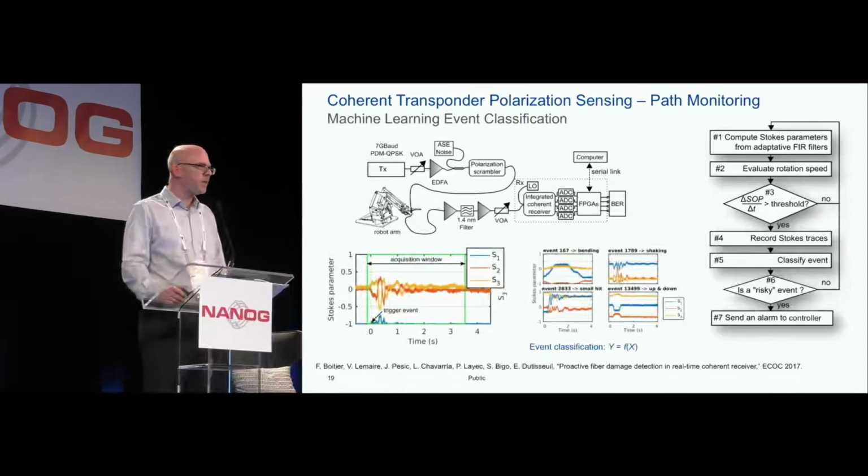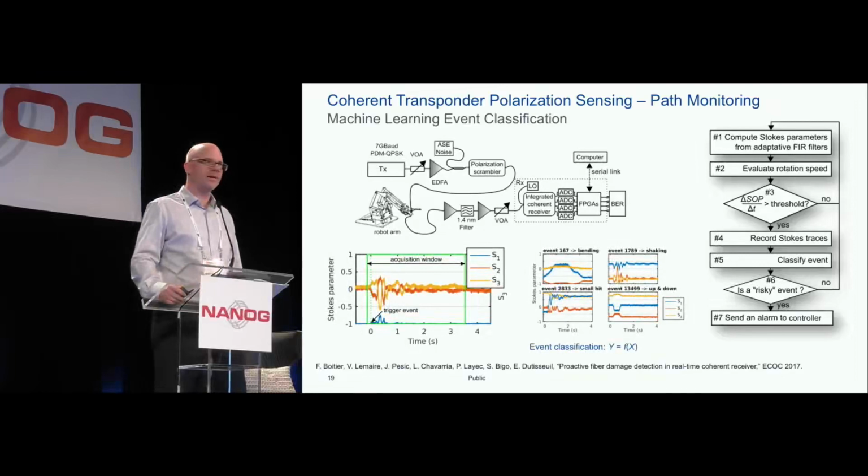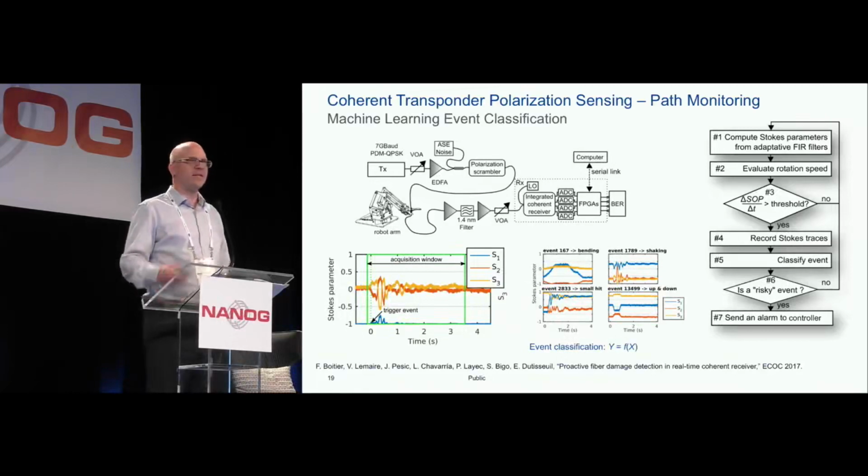So here's an example of an event, say the fiber being hit, over on the lower left there. And they have this robot that can do different things like bend the fiber, shake the fiber, hit it, or move it up and down. So these are different events for which they then use machine learning to do the event classification. So collect many thousands of these events for different polarization states. And now you need to define some variables that go into the machine learning, and now you train it on those variables.